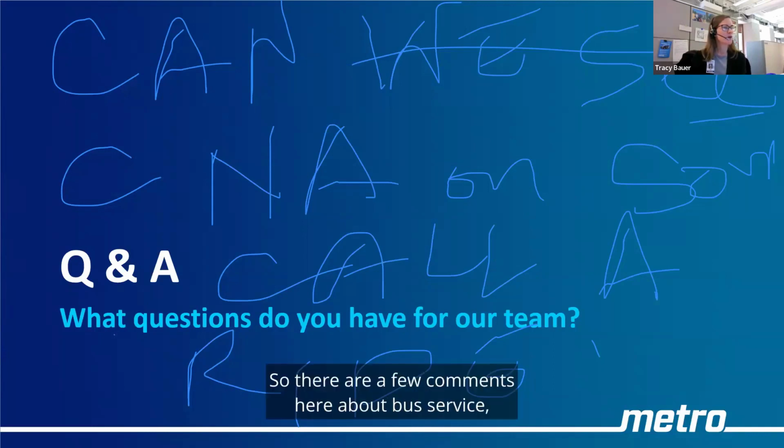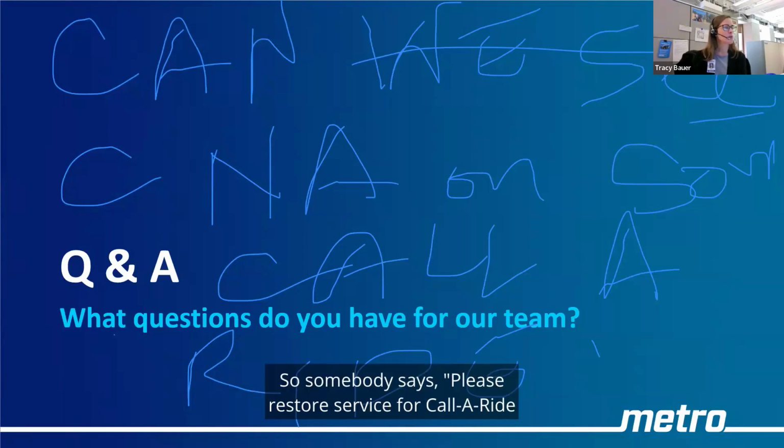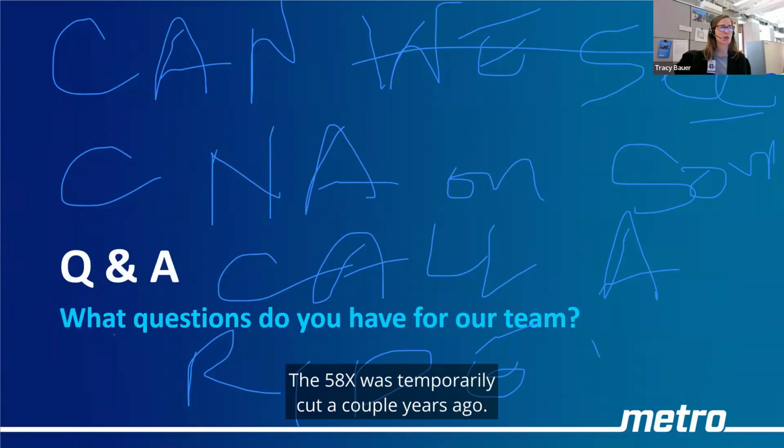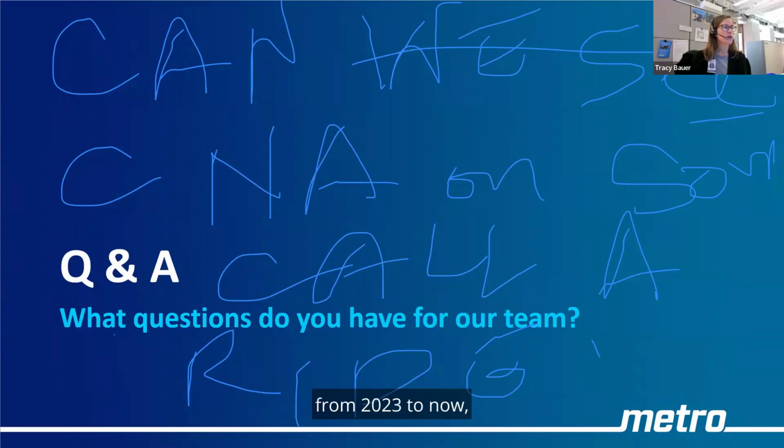Alrighty, so there are a few comments here about bus service, and I'm going to read them out loud, along the same line of what Dwayne was talking about earlier. Somebody says, please restore service for Call a Ride and other services that were cut. The 58X was temporarily cut a couple years ago, and with no communication, that became a permanent cut. Last year, the 56 bus was also cut on weekends and after 7 p.m. When I visit family in Webster Groves, it is now not possible to use Metro for the first time. And as Webster was founded as a streetcar suburb, from 2023 to now this may be the lowest amount of transit service in that city's history.